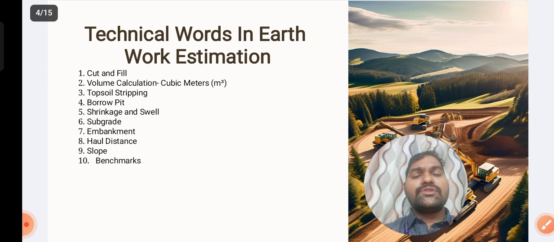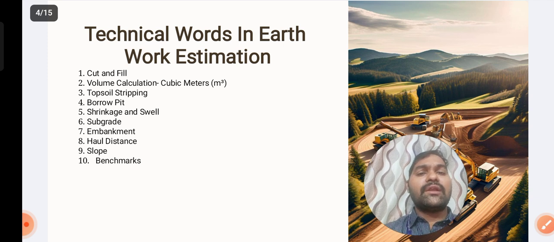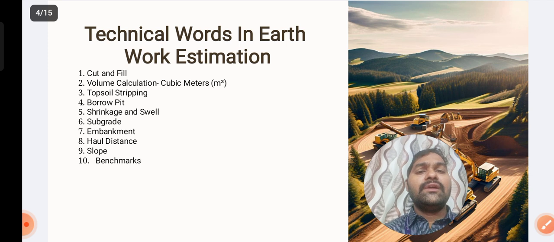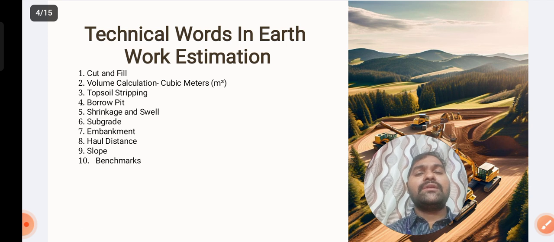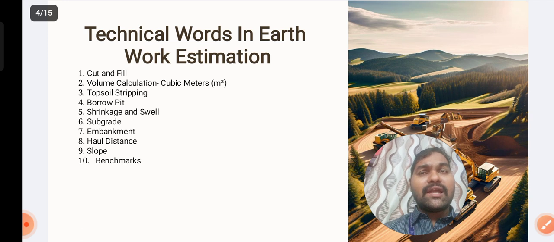And the borrow bit, just now I discussed that in the case of the fill, we are going to borrow the soil from somewhere else. That means wherever you dig the soil and place it here as a part of the filling, we call that a borrow pit. That means where we are going to take the soil for the sake of filling. So that is called a borrow pit. The construction place and the borrow pit, we can call a whole distance.